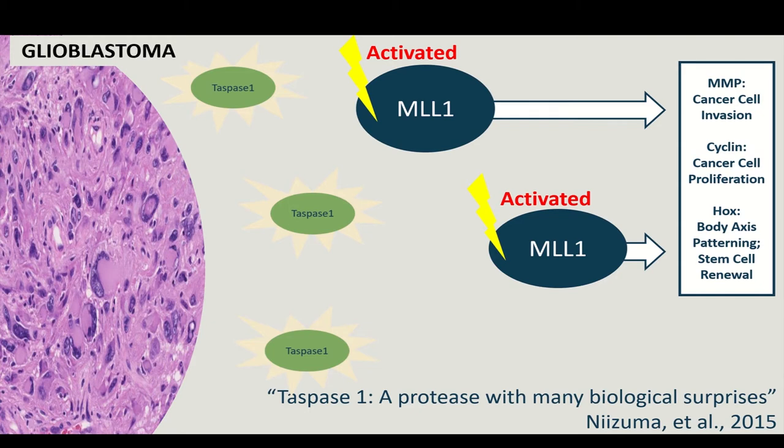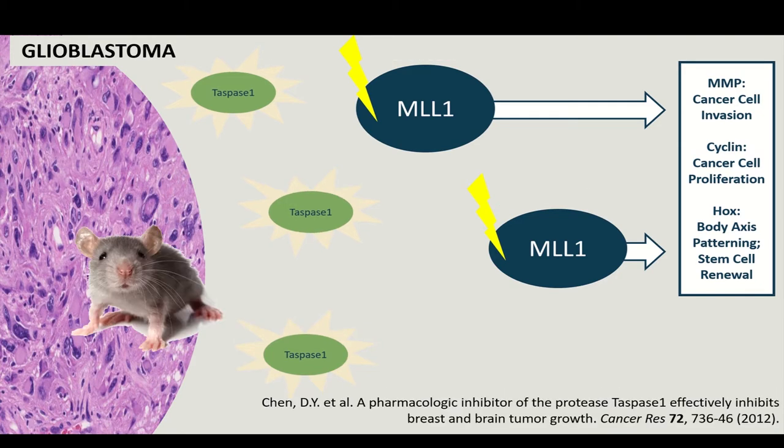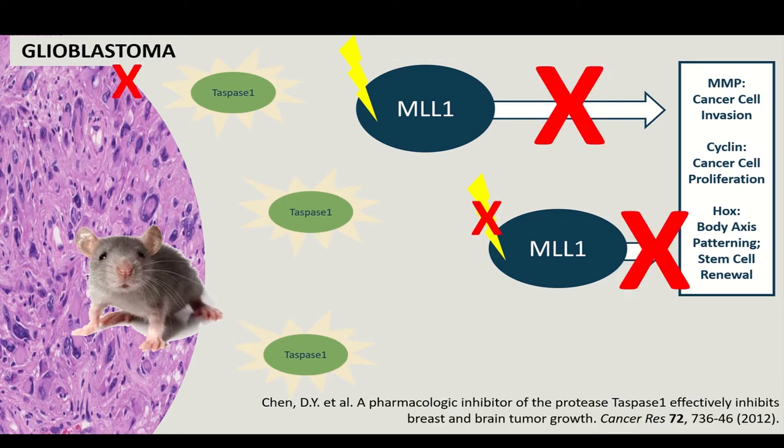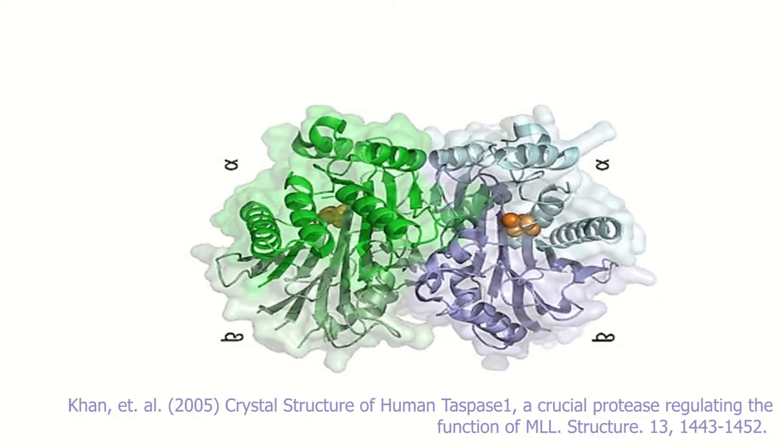Loss of Taspase-1 activity has been shown to disrupt proliferation of human cancer cells in vitro and in mouse xenograft models of glioblastoma. Taspase-1 has been called a novel anti-cancer therapeutic target. Previous structures of Taspase-1 are inactive or partially truncated, missing part of the enzyme. The objective of this project was to determine the catalytically active, full-length structure of Taspase-1.